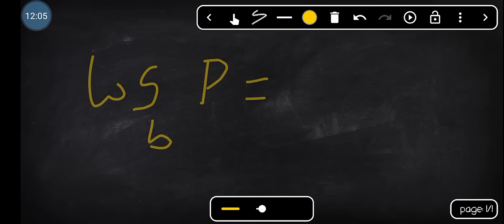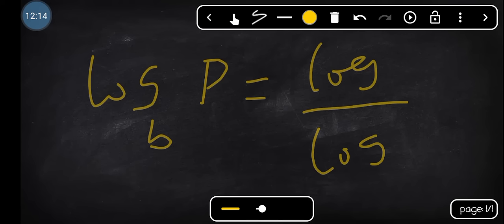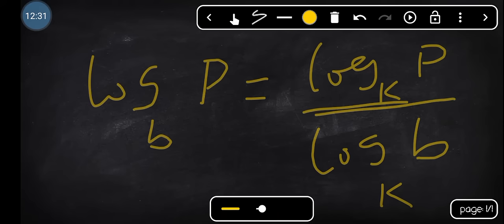So what you need to do, just write your log over another log. Since you are changing to base k, put your k here, then the p, put it here. That is log p base k. Then your b, which is the base here, put it here. So this is log p base k over log b base k. You have changed the base to a logarithm in base k. This is what we are talking about, changing the base of logarithm.